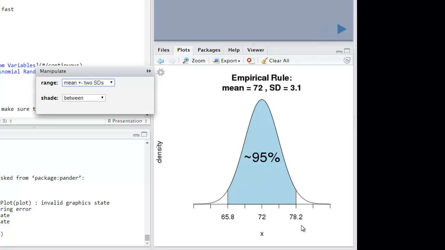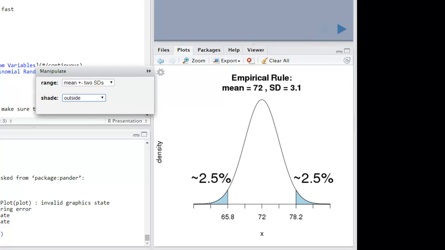So suppose instead you were interested in knowing what percentage of college males are taller than 78.2. If you think about that, you're looking for 78.2 or bigger. So we're talking about this region right here, this little tail that's not shaded in. If I want to switch the shading on the graph, I can just go to this picker and switch from between to outside. And now the outside is shaded along with the appropriate percentages. So we could say that about 2.5% of college males are taller than 78.2 inches.